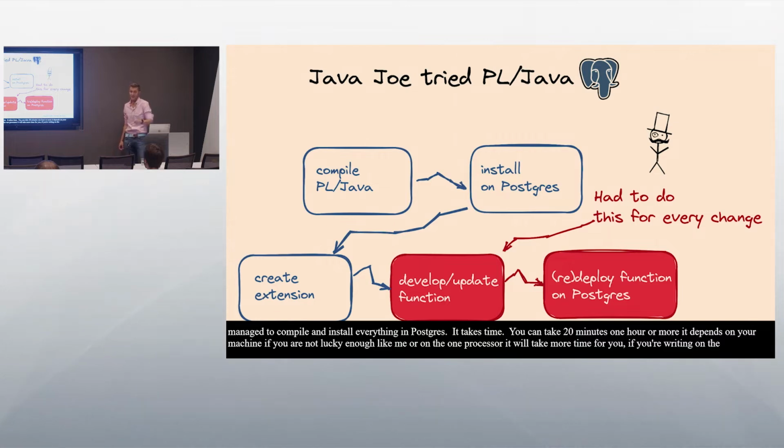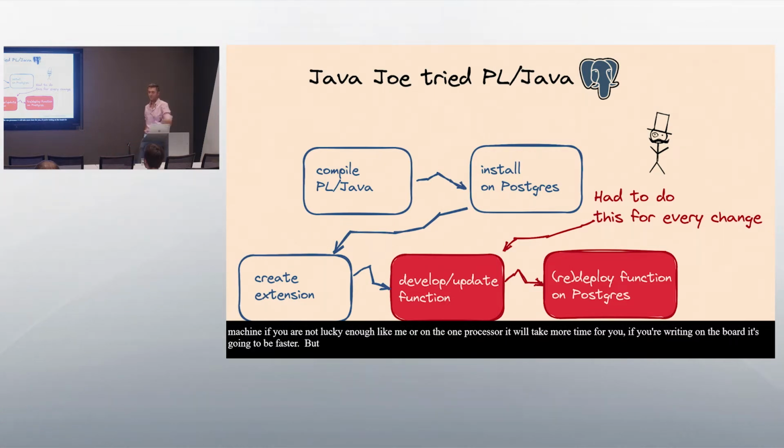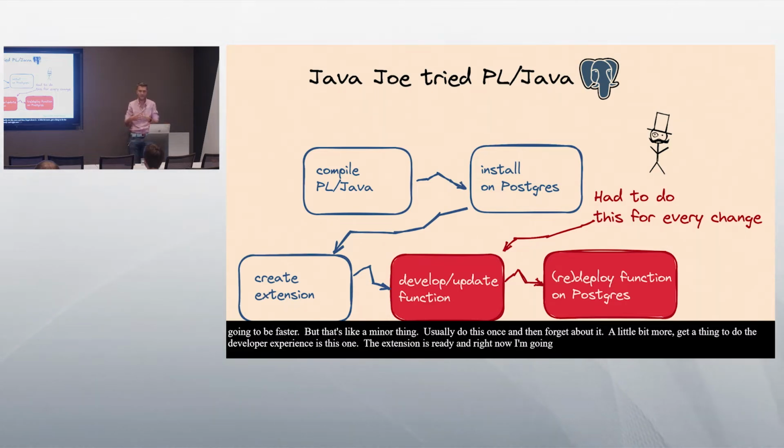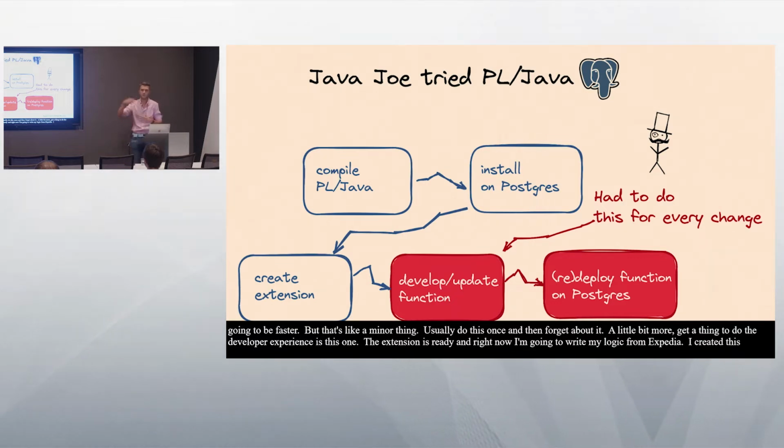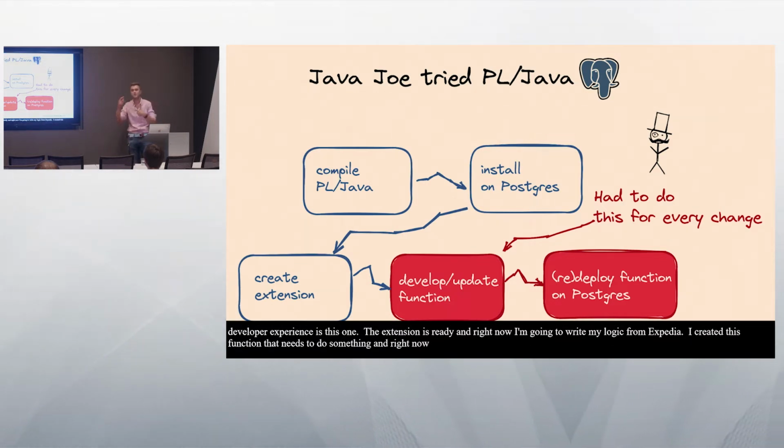A little bit more complicated thing that is related to the developer experience is this one. The extension is ready, and right now I want to write my logic, for instance, for Expedia. I'm creating this function that needs to do something, and right now the function is ready, I want to run it. All right, I need to connect to Postgres, I need to install it, I need to compile it, and I need to repeat this every time whenever I need to introduce the change.